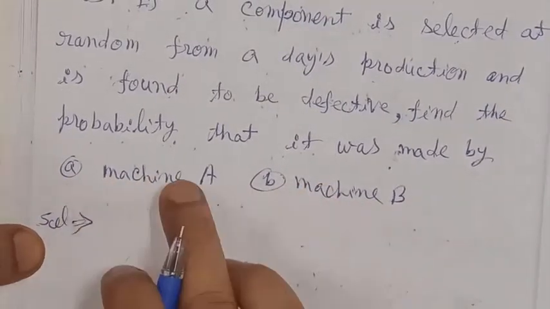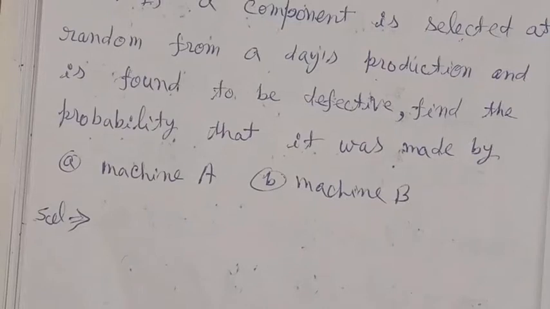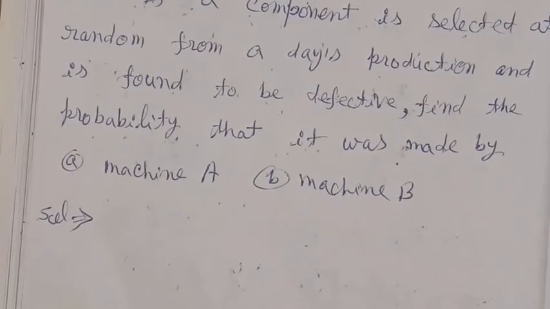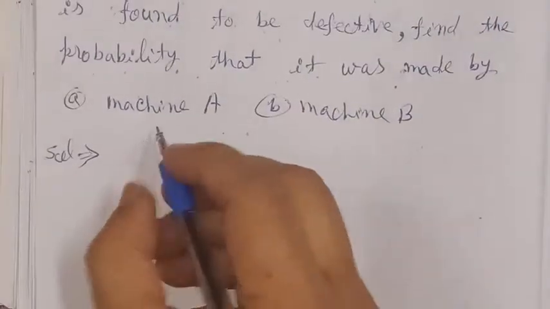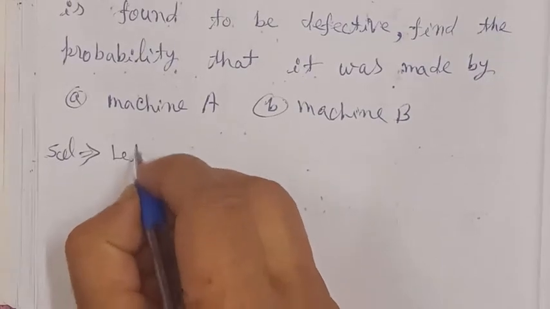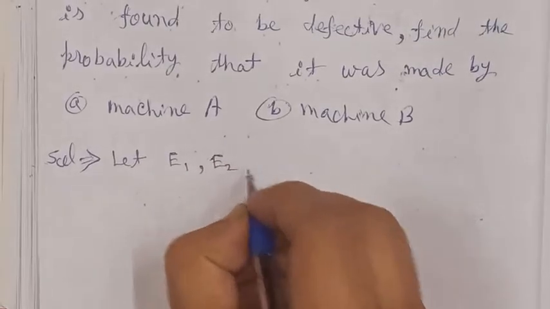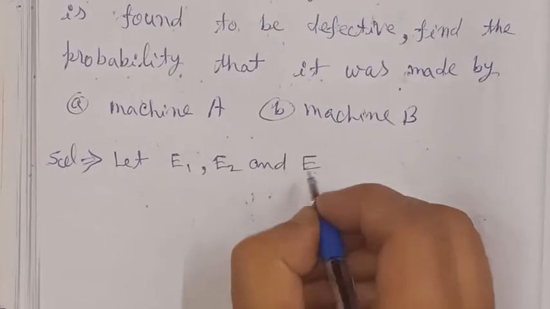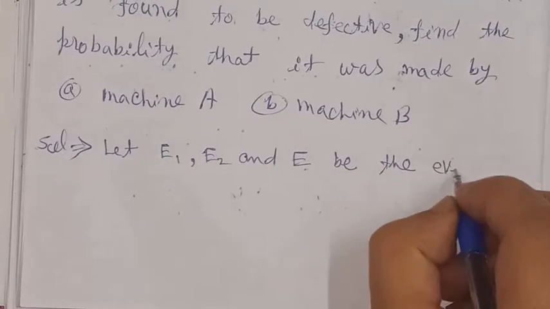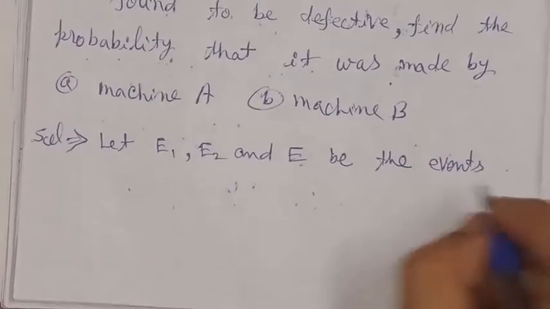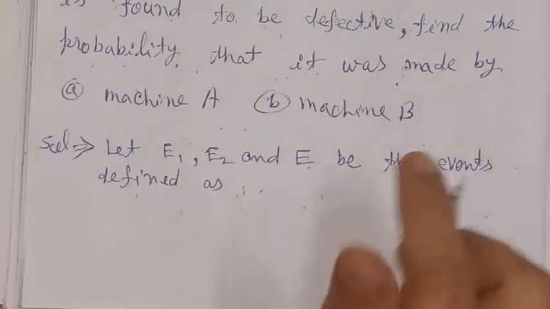There are two problems associated with this common problem. This problem is related to Bayes theorem. So I apply Bayes theorem here after defining some events. So I define events and write here, let E1, E2 and E be the events defined as follows.